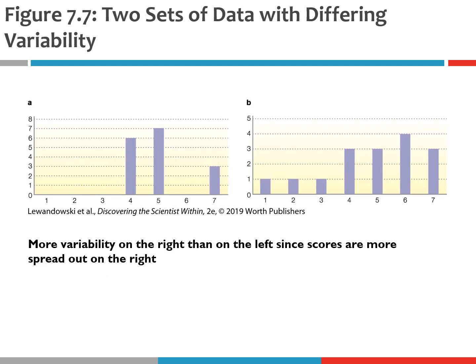Here's a figure just showing variability. You see the variability on the right. There's a lot more variability than there is on the left, because on the left you only have 3 scores, 4, 5, and 7. On the right you see the scores are spread out. So that's what I mean by variability. How spread out are the scores?